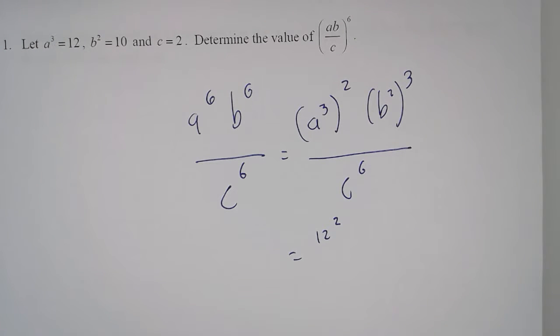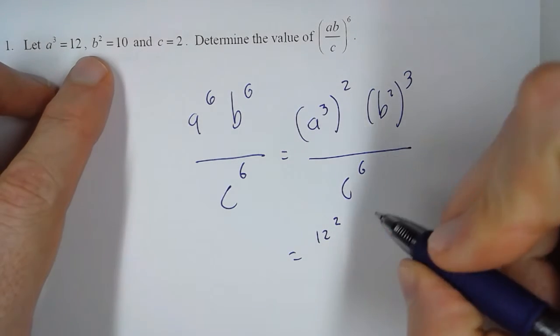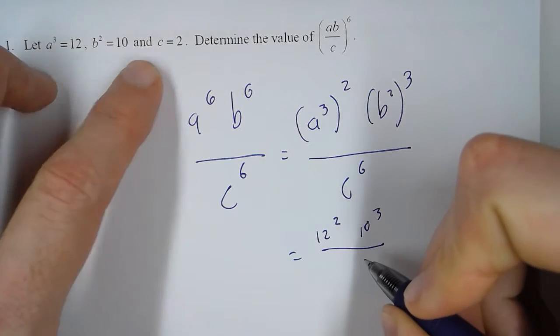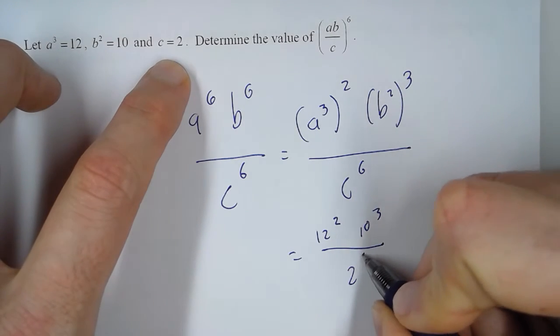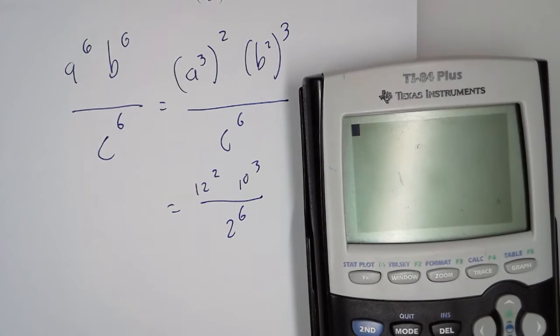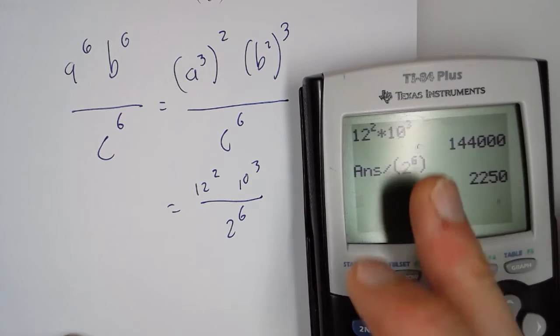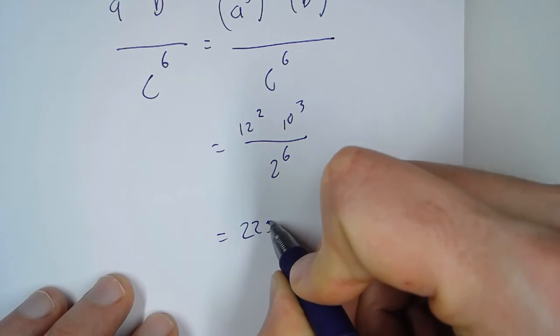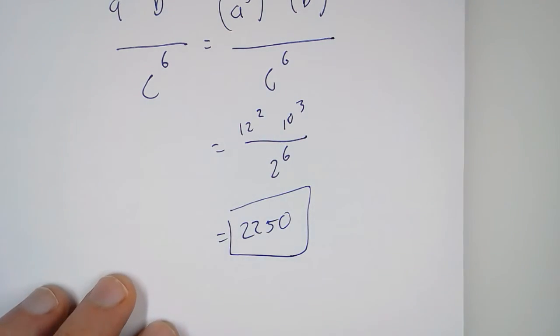So that means that if I take out b squared, I can substitute 10 to the 3rd. And then c is 2, raise that to the 6th. So 12 squared times 10 cubed, all that divided by 2 to the 6th power. And so that gives us an answer of 2,250. There's our answer, and we're done.